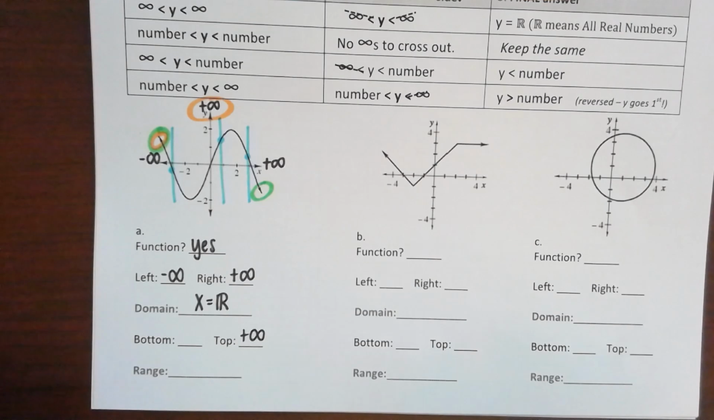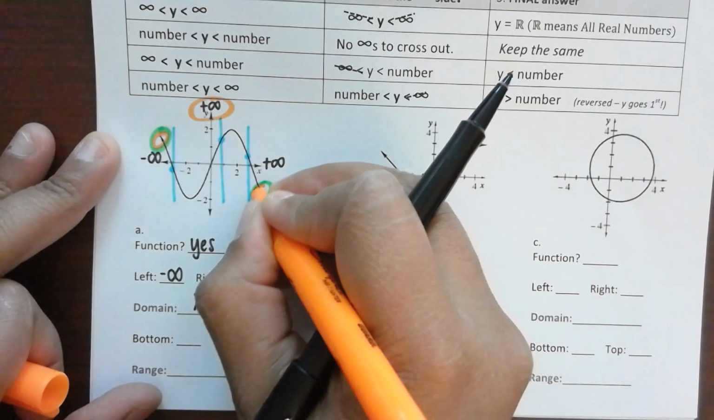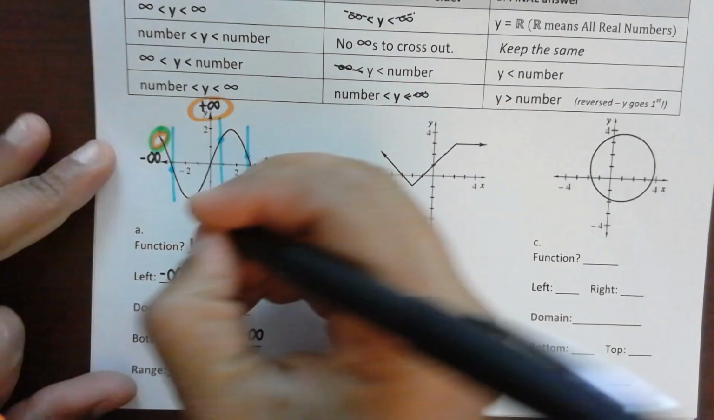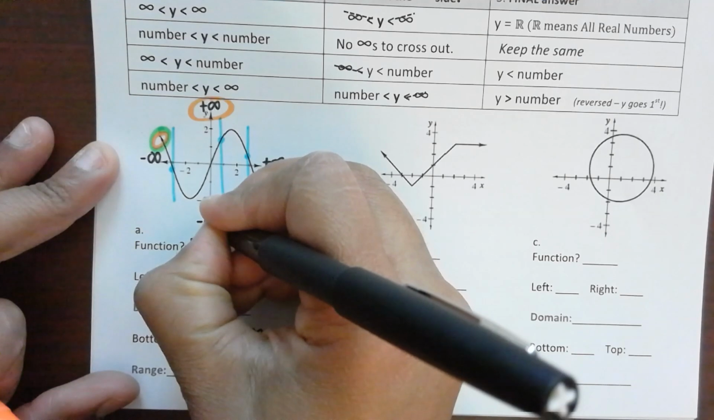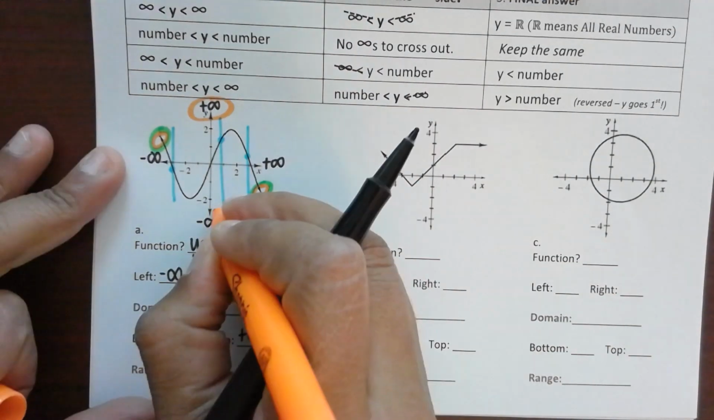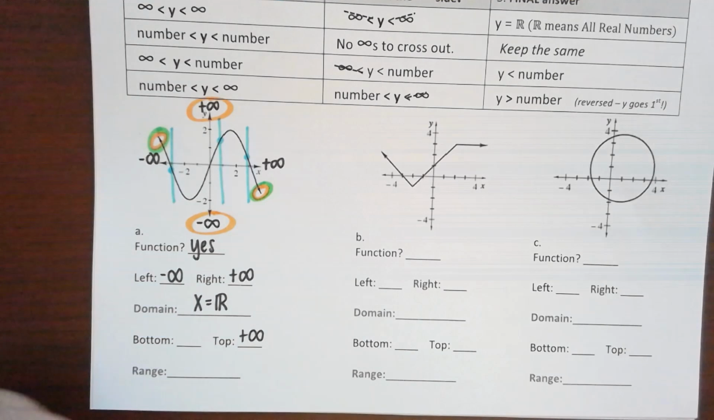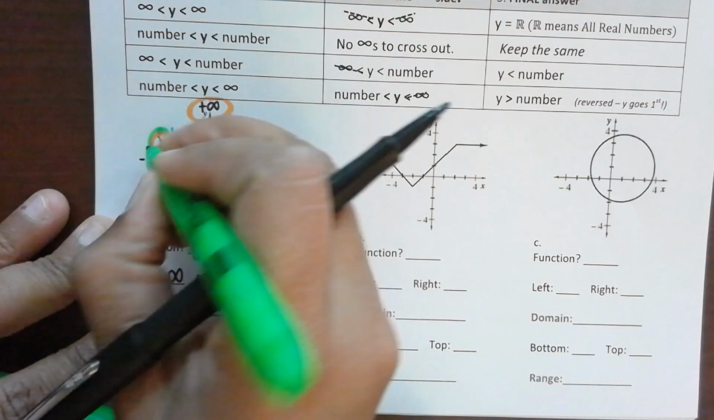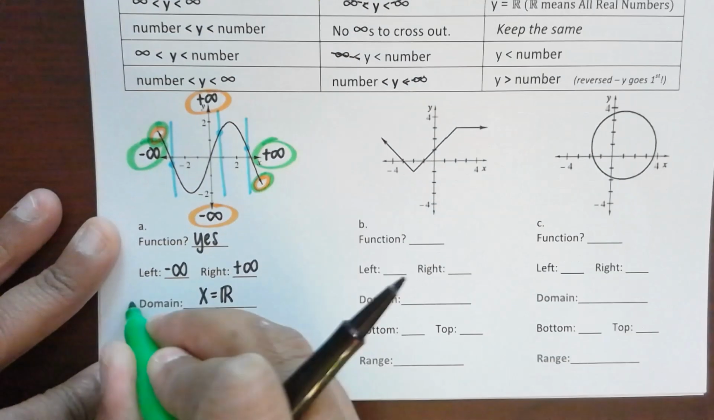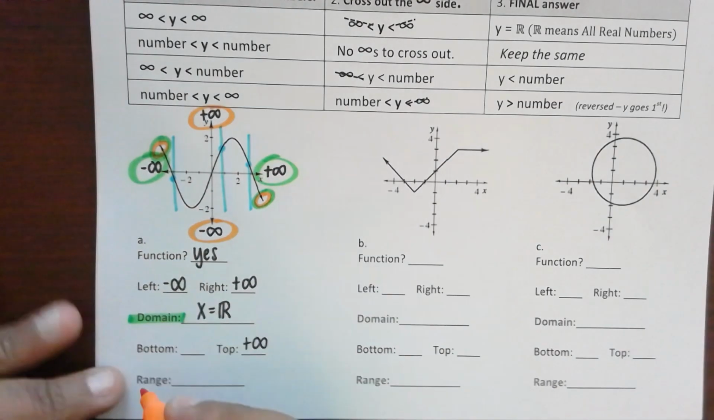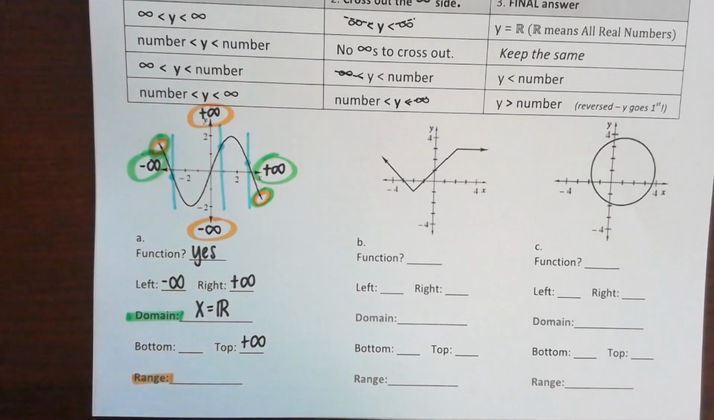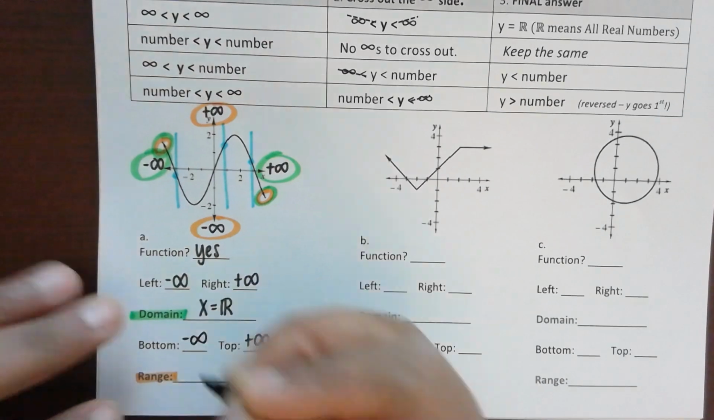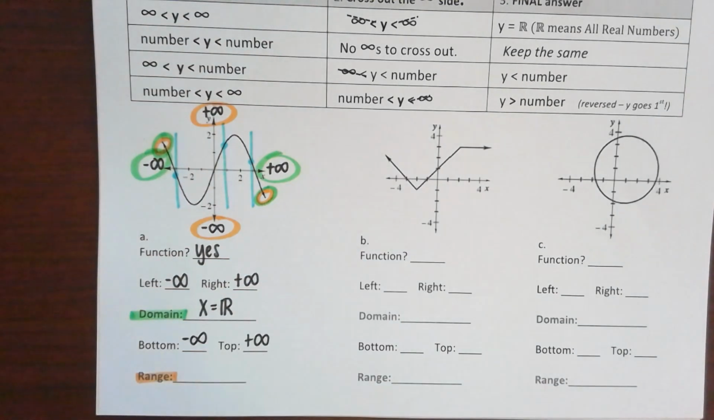Where's the other arrow going? Down towards negative infinity. So what's the bottommost point? So how would I write my range?